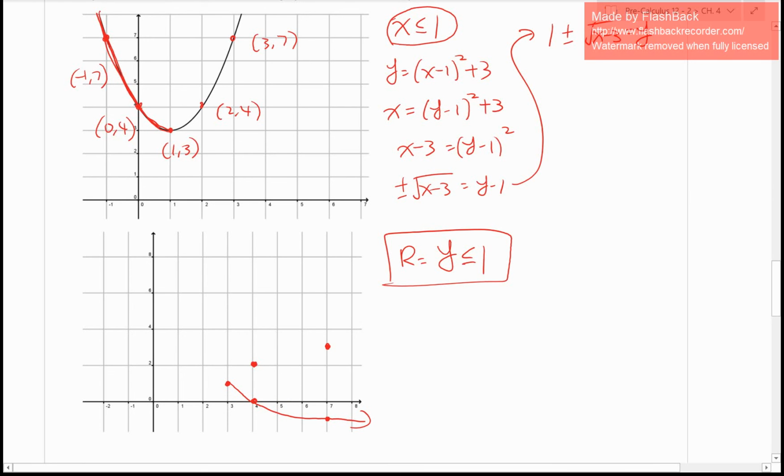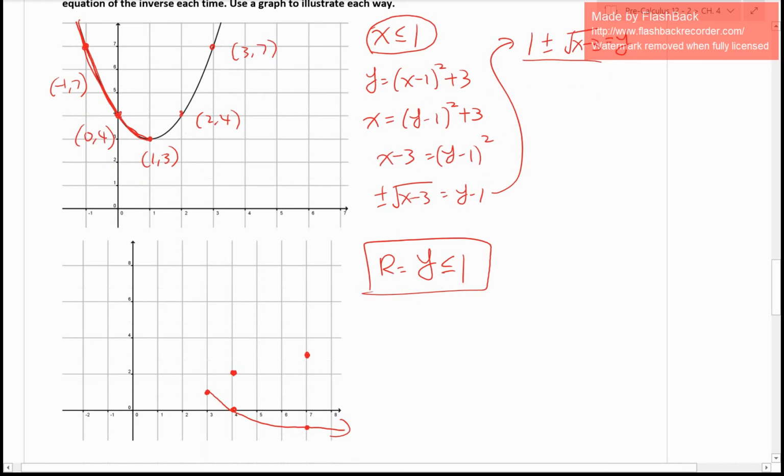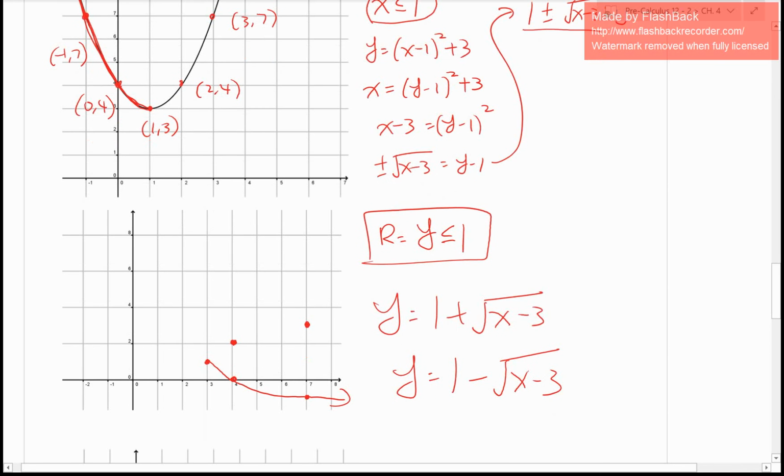Okay, now the other question then is, there are two equations here. How do I know which one is the right one? Is it going to be y equals 1 plus the square root of x minus 3, or is it going to be y equals 1 minus the square root of x minus 3? Well, the answer in this case, hopefully you can maybe guess, is going to be this one right here. And the reason is because it says the range has to be less than or equal to 1. So you can't add to 1 and still have it be less than or equal to 1. That's not possible, right?